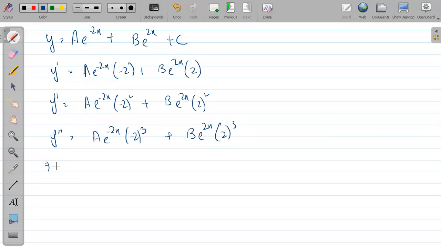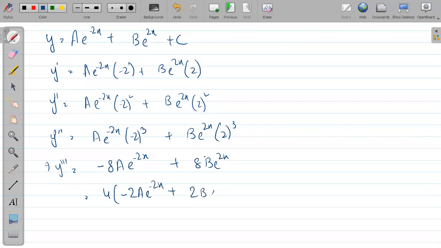तो यहाँ से अगर हम ये सब देखें तो what we are getting actually, it is nothing but minus of 8 a e to the power minus twice x and it is nothing but 8 of b e to the power twice x. If I take 4 common, so I am getting here y dash. Minus twice a e to the power minus twice x plus 2b into e to the power twice x, which is nothing but y dash only. So y triple dash minus 4 of y dash is equal to 0.